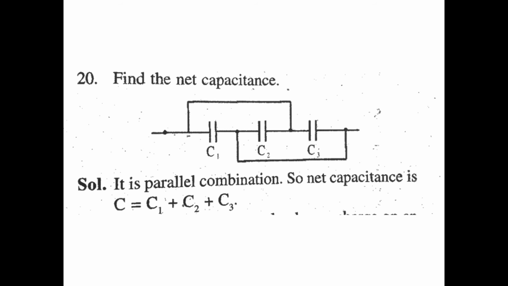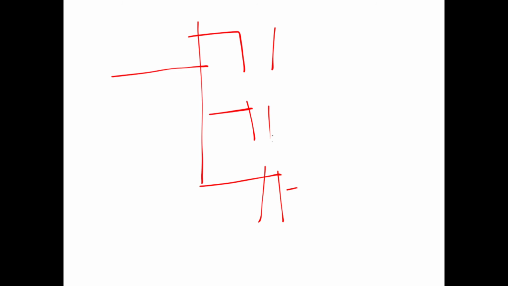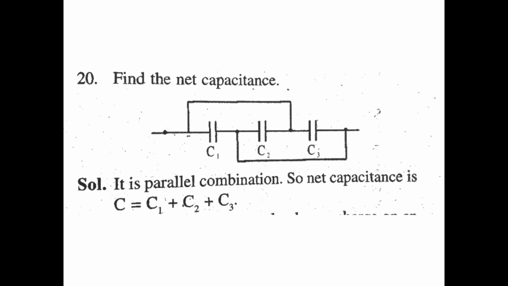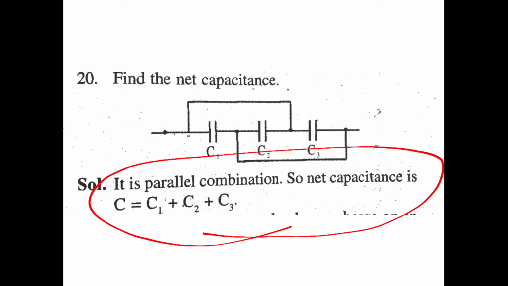Next, find the net capacitance. Here C1, C2 and C3. This is parallel connection. All three are in parallel connection. So in the parallel combination, the net capacitance is equal to this.